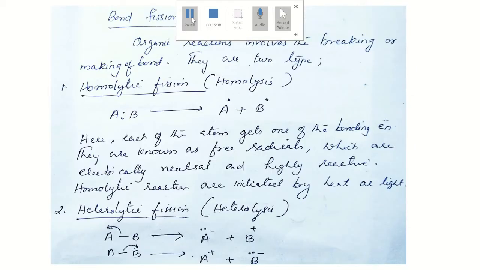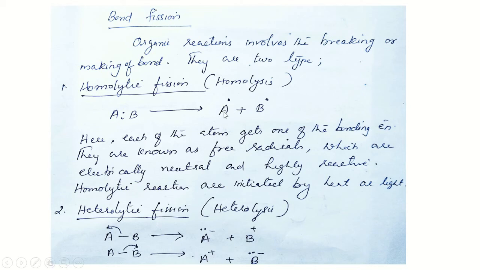Next is bond fission. Most of the organic reactions involve either breaking of bonds or making of bonds. So there are two types of bond fission. First one is homolytic fission or homolysis. See this example, AB, which breaks into A dot and B dot. That means both A and B got a single electron. Here each atom gets one of the bonding electrons. They are known as free radicals.